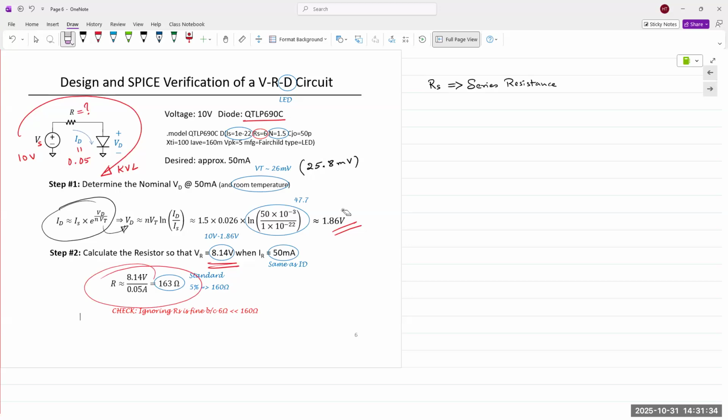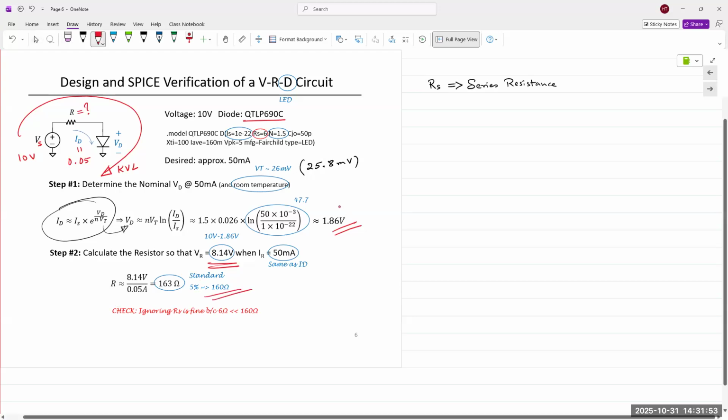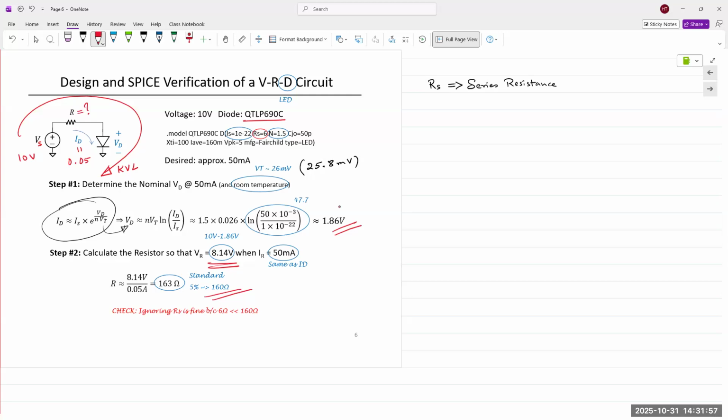163 is not a standard value of resistance. So we can use multiple resistors in series and parallel to combine it and obtain 163. If we just want one single value, we use the standard value that is closest to 163, which would be 160 ohms. Okay. So let's take a pause while you review it and let me know if you have any questions.